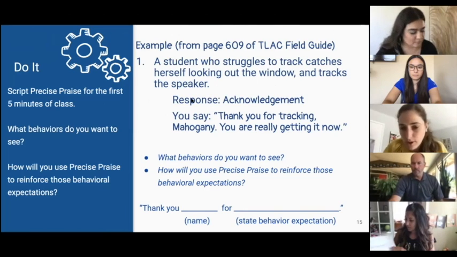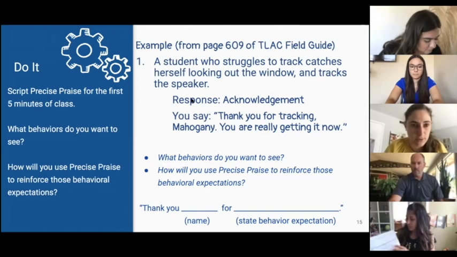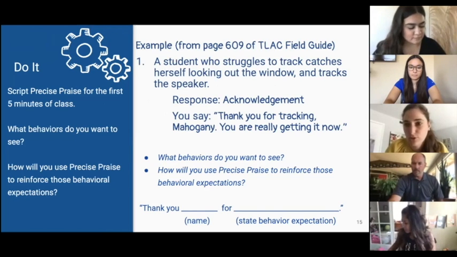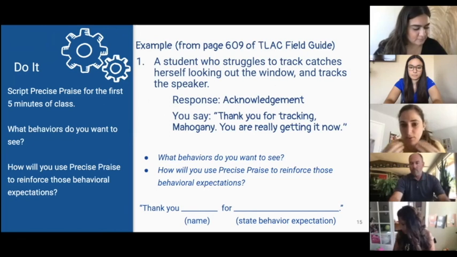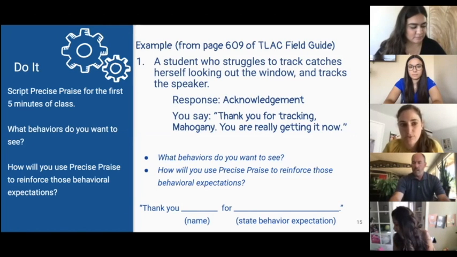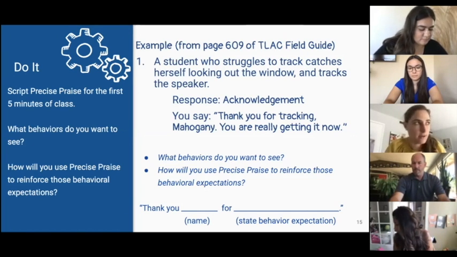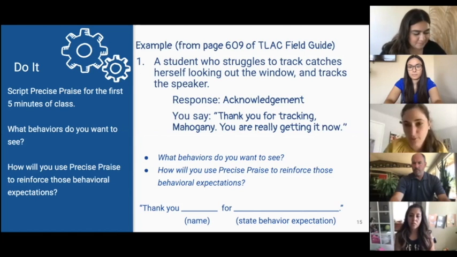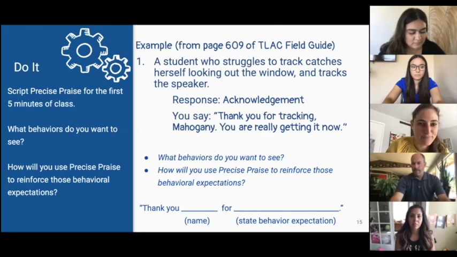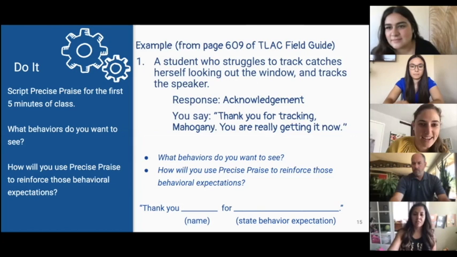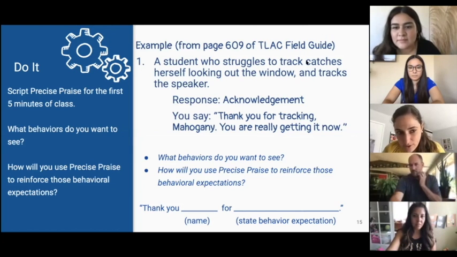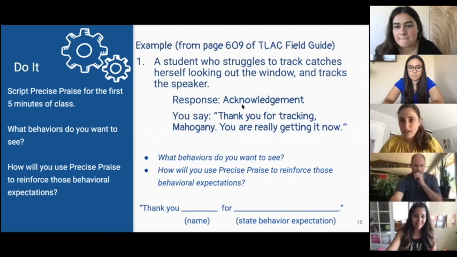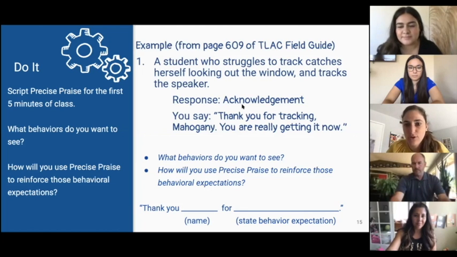So what we're going to do for this first one is we're going to pretend there's a student who is struggling to track. So basically, watch where she's supposed to watch in the classroom or maybe on Zoom. Maybe you see him or her looking out the window or on Zoom playing with their dog, whatever it might be. And for track, Mahogany, you're really getting it now. So we're basically planning what would we say if there's a misbehavior?